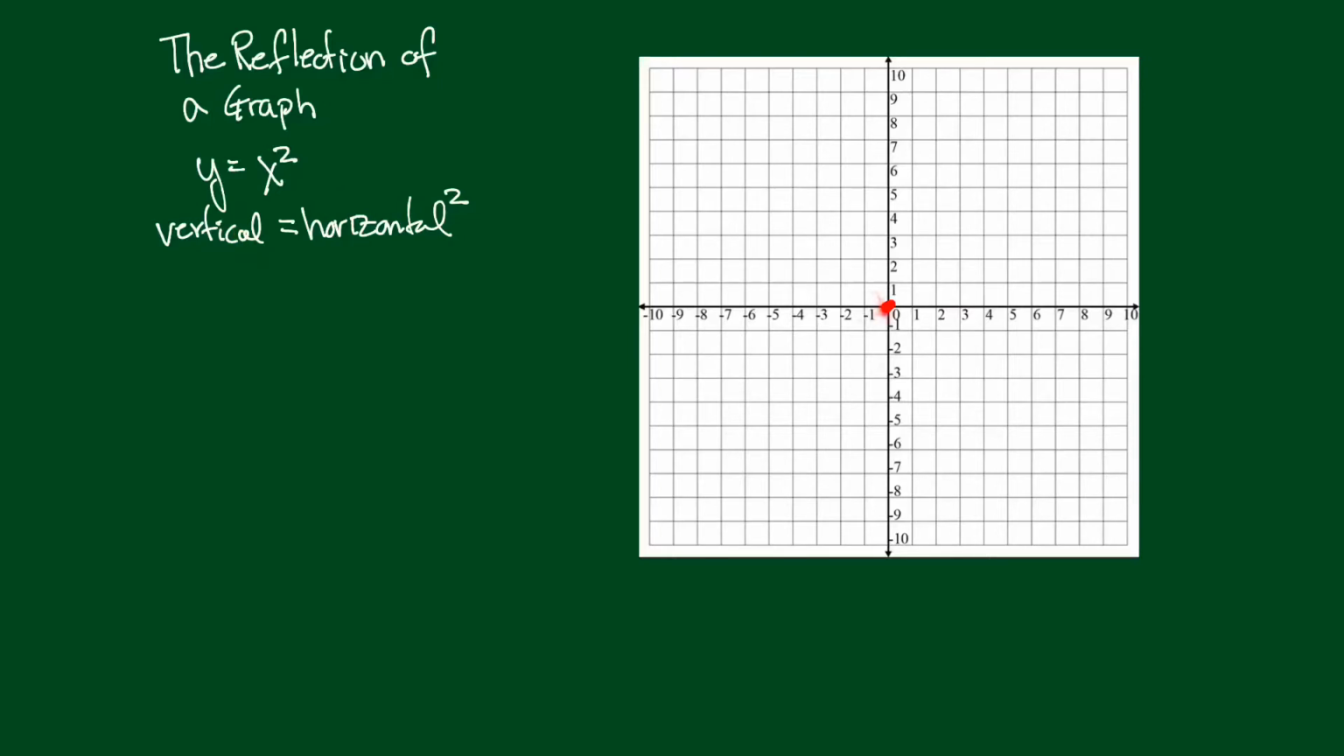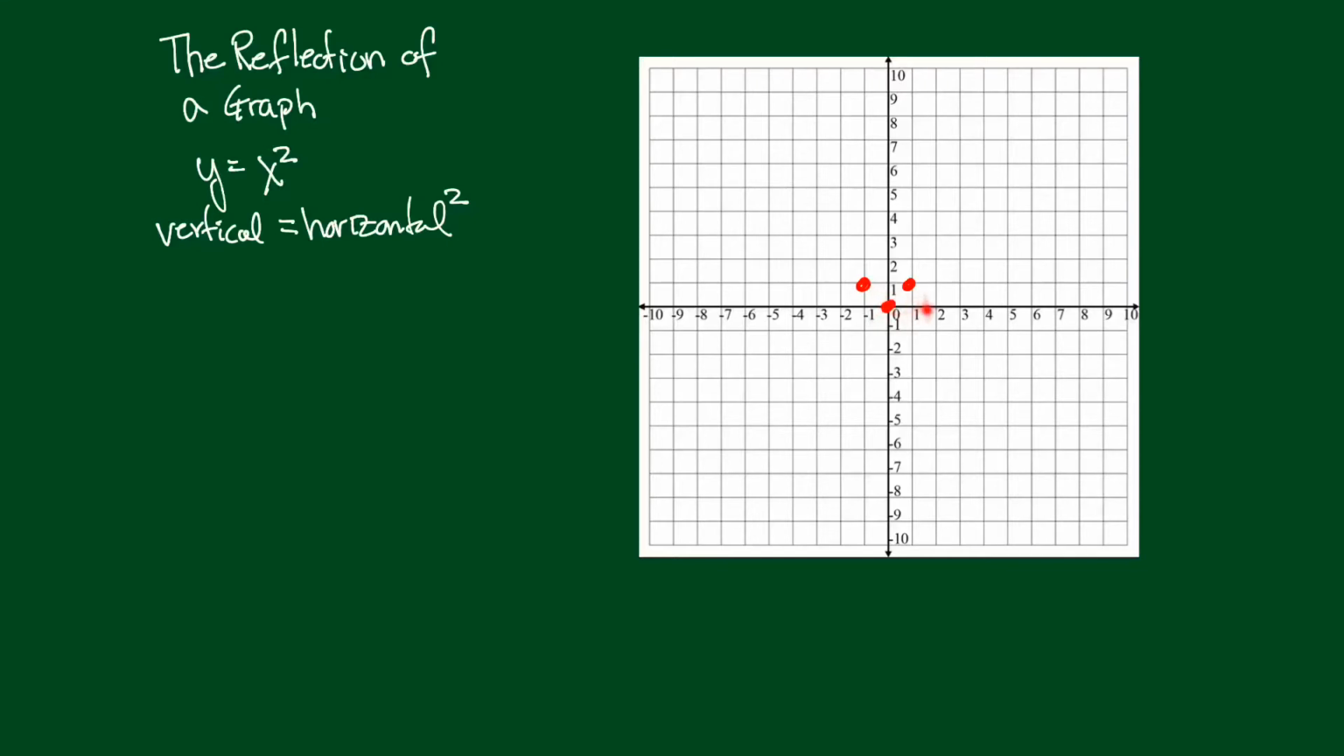We'll start at the origin. I'm going to make a horizontal movement of 1 in both directions. So if I go 1, I square it, I get to 1. Go 1, square it, you get to 1. Right? So this is the basic parabola. Over 1, up 1.